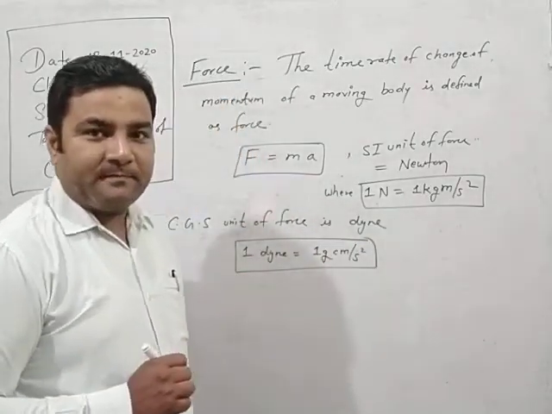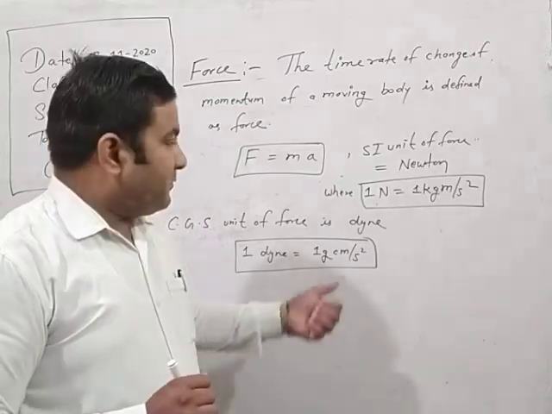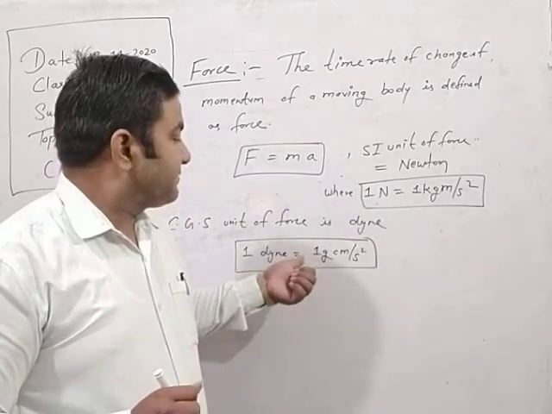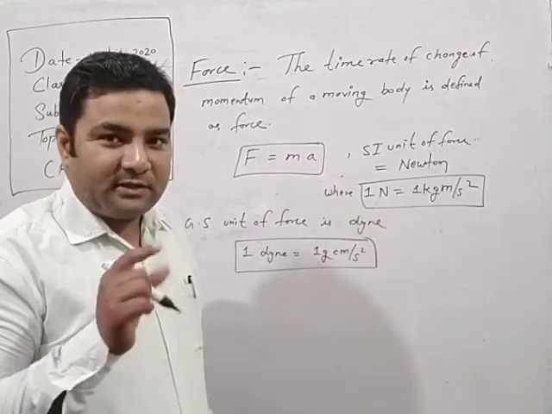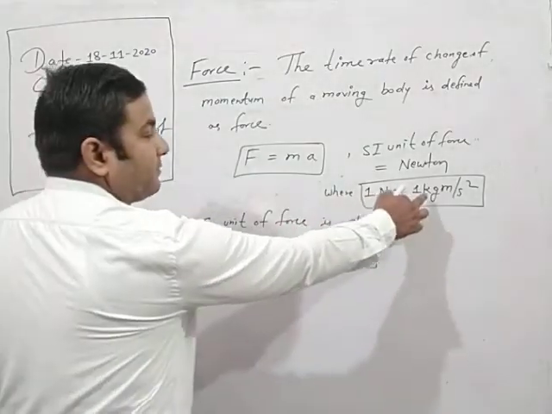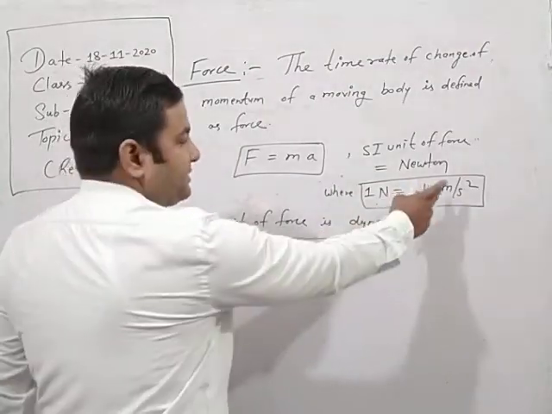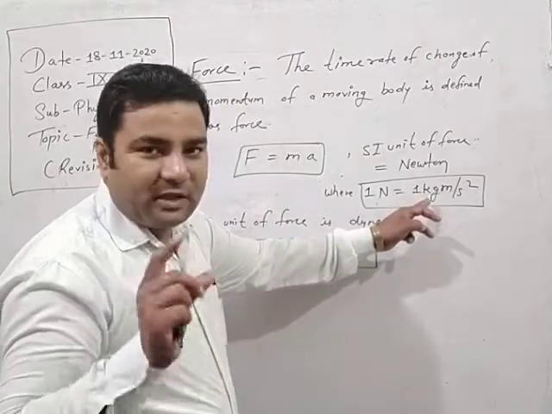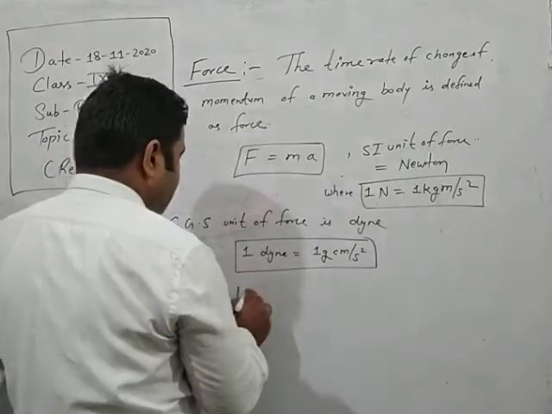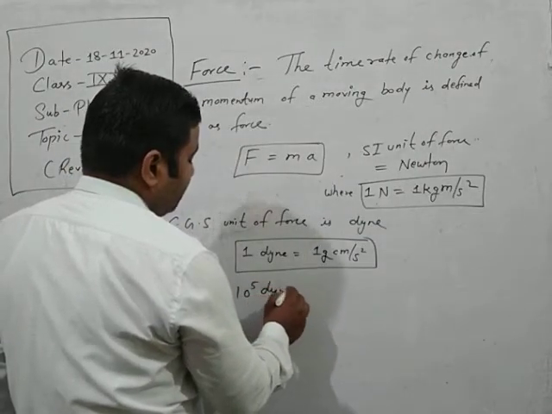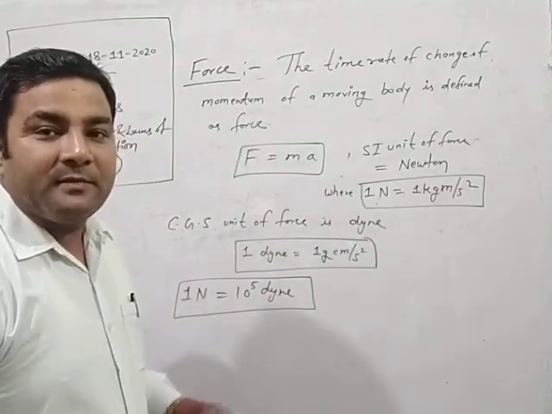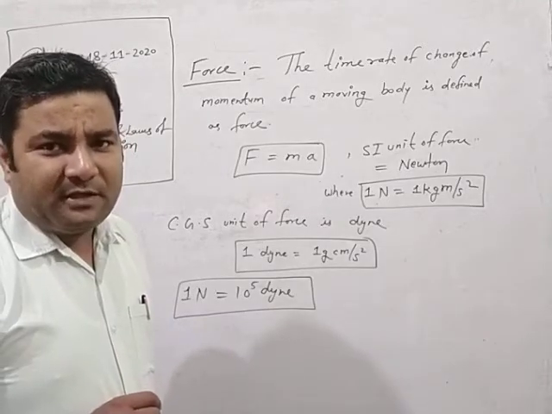Suppose a question is asking the relationship between force unit, that is SI unit, and CGS unit, that is dyne, and in Newton SI unit. So what is the relationship between Newton and dyne? Then you will write down what? 1 Newton is equal to this value, and kilogram changing into gram, and meter changing into centimeter. In kilogram 1000 gram, in meter 100 centimeter. 1000 into 100 means what? 1 lakh. So 10 power 5. 1 Newton is equal to 10 power 5 dyne. This is the value of Newton in the terms of dyne.